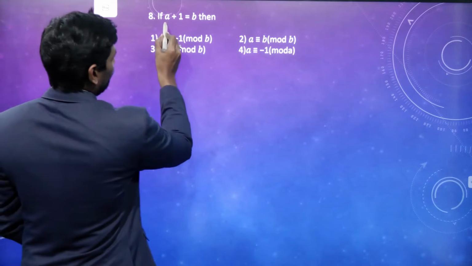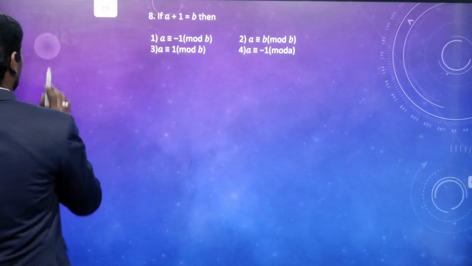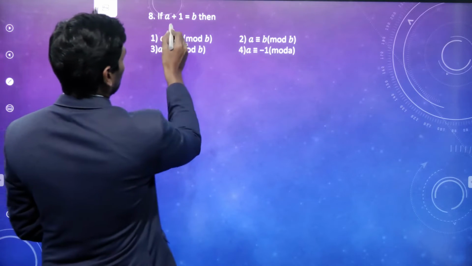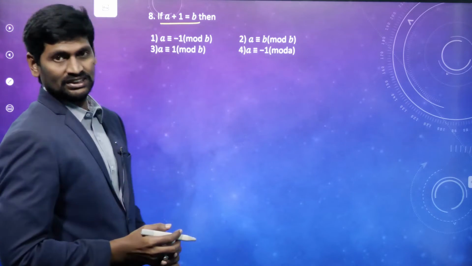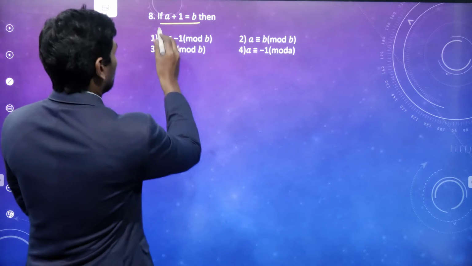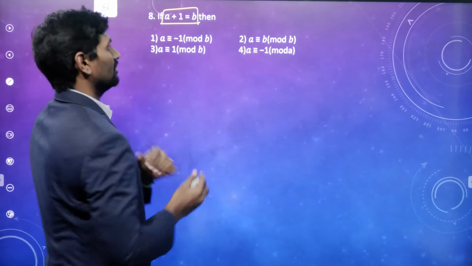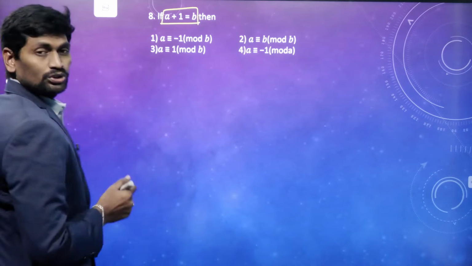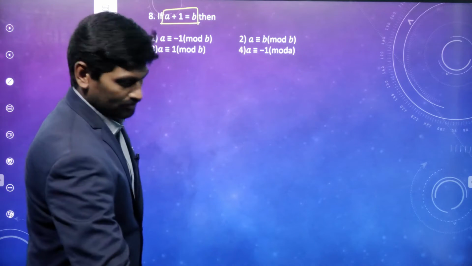Now, a plus 1 equals b. Then what is the congruence rule that is suitable to the given equation? a plus 1 is equal to b. Right. Let us go through the options.